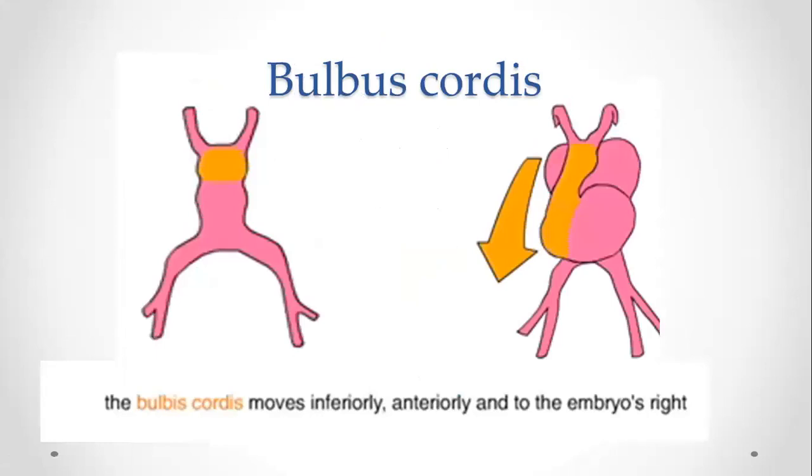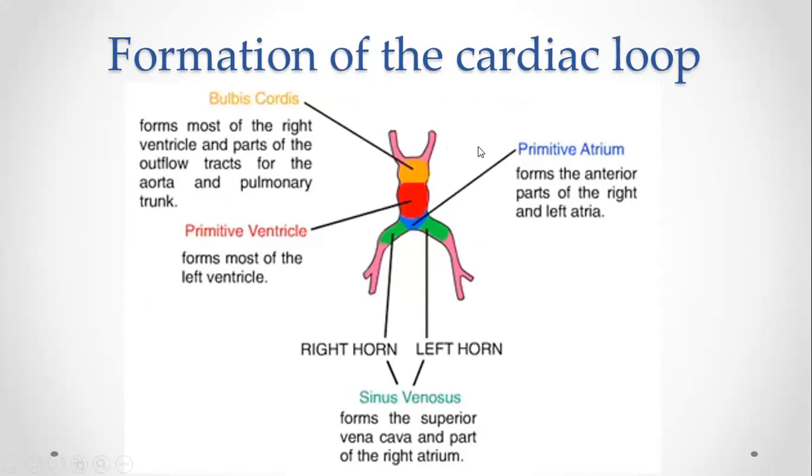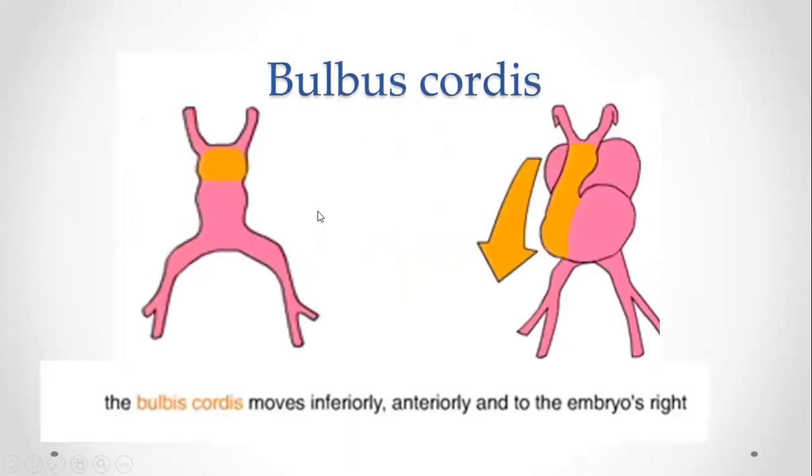Now, if you see here, this bulbus cordis will slowly start folding. Okay, so if you see here, the right ventricle is here on the top, but the primitive ventricle that develops into the left ventricle is below, and the atrium is here. So now the bulbus cordis will come down. It will descend downwards. If you see here, this is the bulbus cordis.